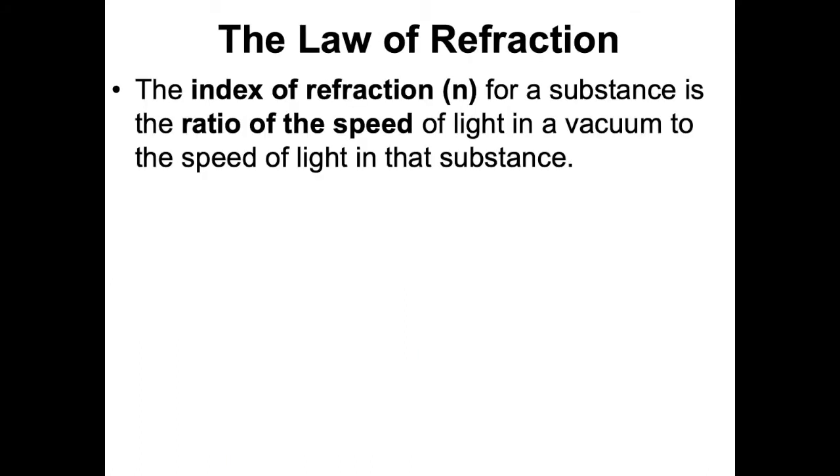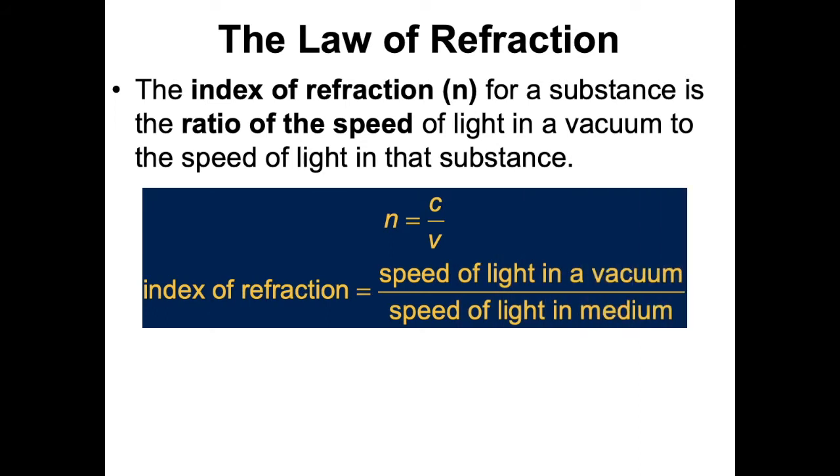So this leads us to the law of refraction. The index of refraction, which we use the symbol n for a substance, is the ratio of the speed of light in a vacuum to the speed of light in that substance. And we get this equation. The index of refraction is kind of a new idea, but what it tells us is basically how fast something is going to travel through that medium.